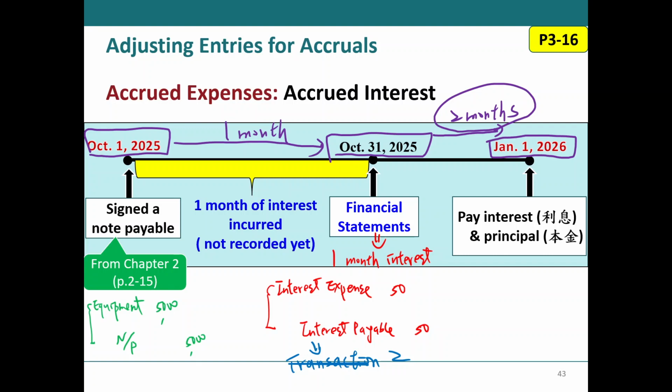So after 3 months, here you should pay the principal, $5,000. So principal, the money you owed, $5,000. Also, don't forget, the total interest you should pay is for 3 months.